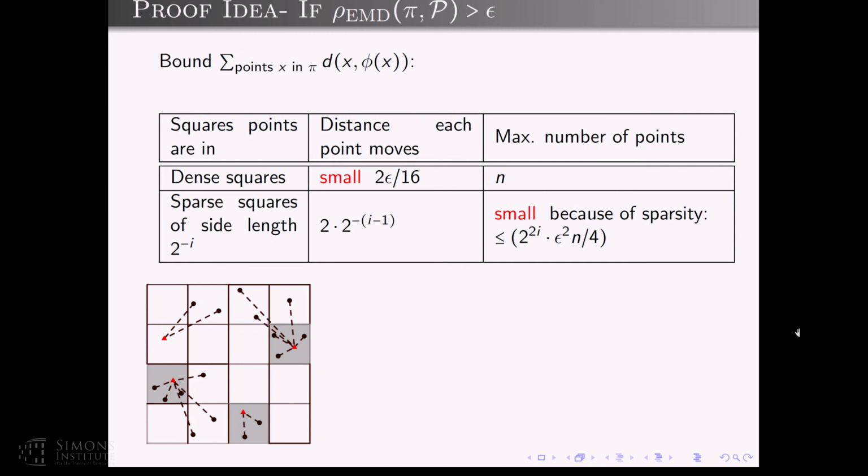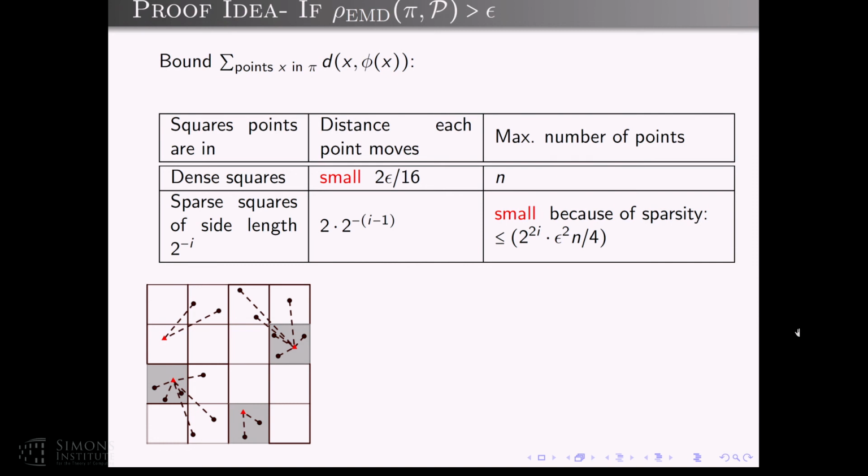So the total distance this point moves is at most twice the side length of this square, which is 2 times 2 to the minus i minus 1. So the distance each point moves is not too small, but the number of such points is small because this is a point in a sparse square which doesn't contain too many points. The number of such points is at most 2 to the 2i, which is the upper bound on the number of sparse squares of side length 2 to the minus i. And each of such squares contains at most this many points because the square is sparse.